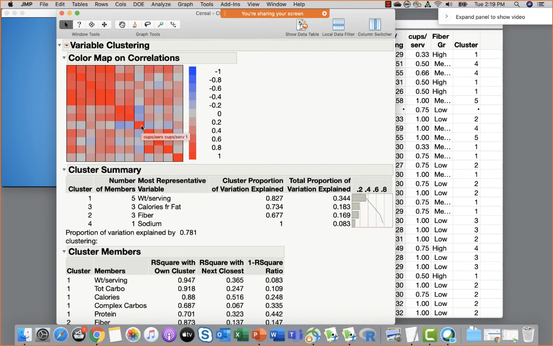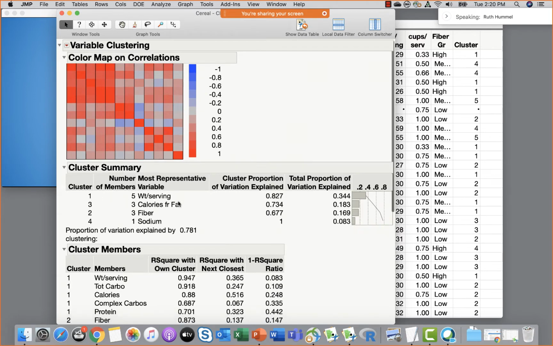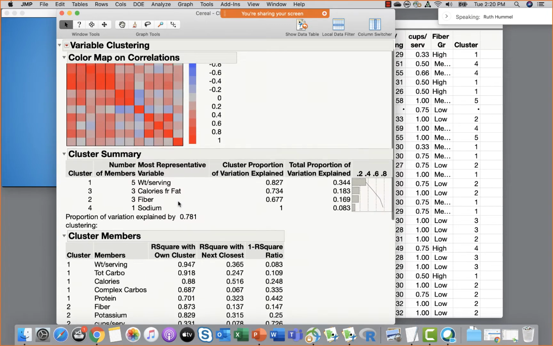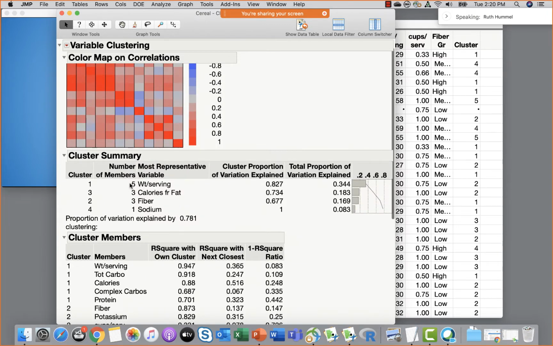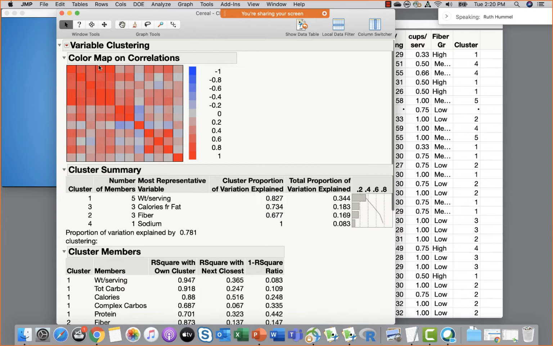This guy's kind of on his own. That's cups per serving. And then fat and sugars and calories from fat are highly correlated. And then this guy's kind of on his own, sodium. So what we see is a summary of the first, if we were to cluster this, and for example, cluster this into 4 clusters, the first cluster would have 5 members. That would be this big chunk of 5 at the top. The most representative variable in that is the weight per serving. So weight per serving actually explains better what's in all of those other variables. So if we had to pick one representative variable from this whole chunk, that's the best one.